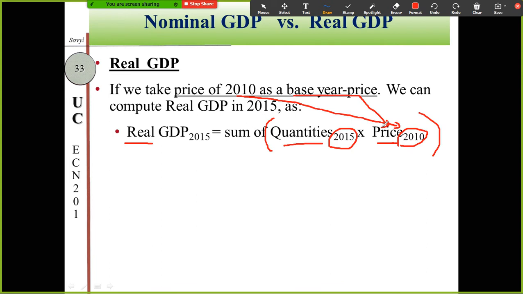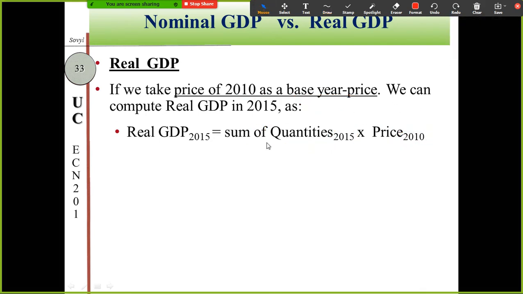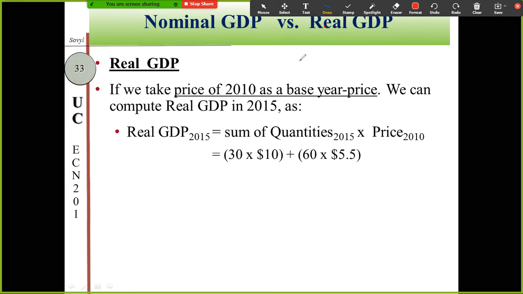You need to remember that one. In order to find real GDP in what year, you need to take quantity from that year multiplied by the price from the base year. This is real GDP. That's why based on the table earlier we can see that real GDP 2015, this is quantity 2015, but this is price from 2010. This is quantity from 2015, this is price from 2010.